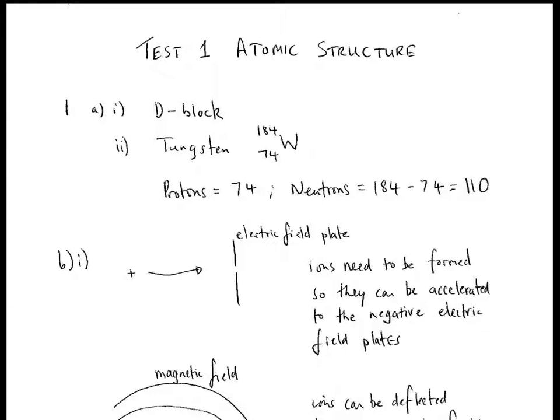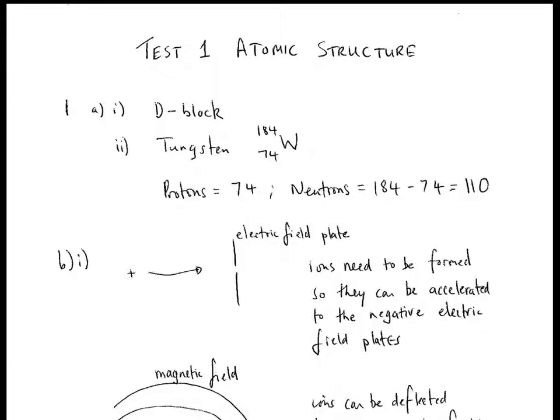State the number of protons and neutrons found in 184W. Look on the periodic table, and the number of protons is 74. Neutrons: 184 is the mass number, to take away the proton number gives you the number of neutrons, 110.